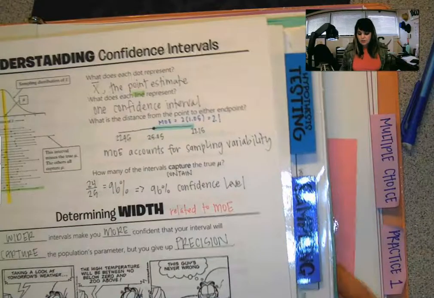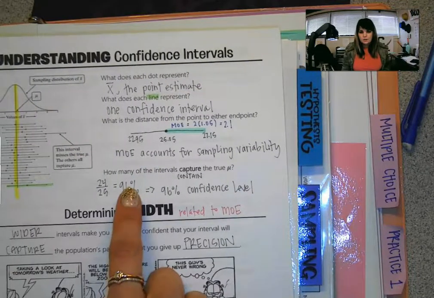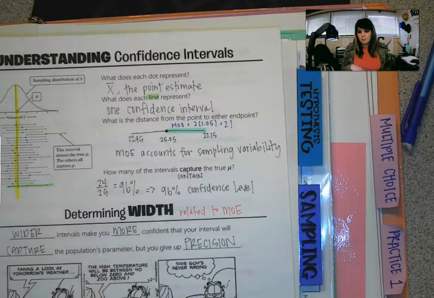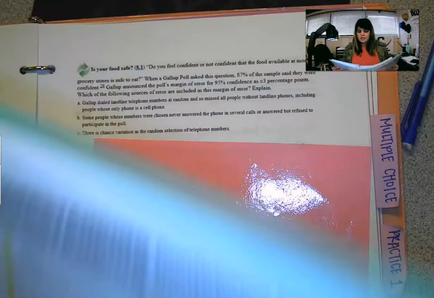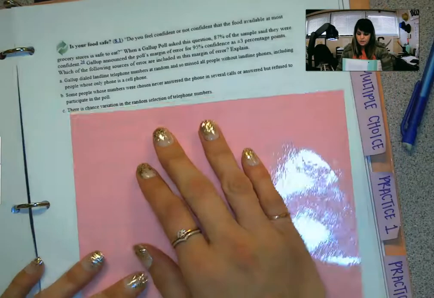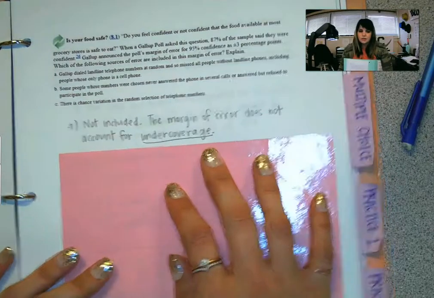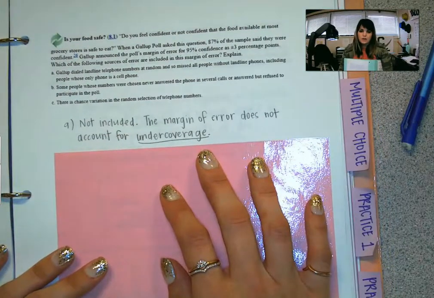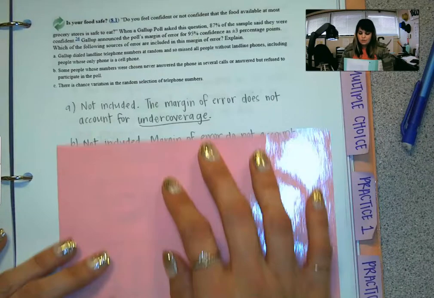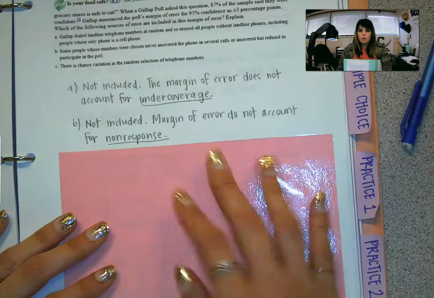To answer this, you will want to use page 607, specifically this top part. This right here is specifically talking about what margin of error explains. So it gives you 3 scenarios and it just wants you to say, yes, it'll account for this, or no, it won't. So for the landline, this is undercoverage, so it's not included. The margin of error does not account for undercoverage. For the people that didn't answer the phone, that's not included because the margin of error does not account for non-response.